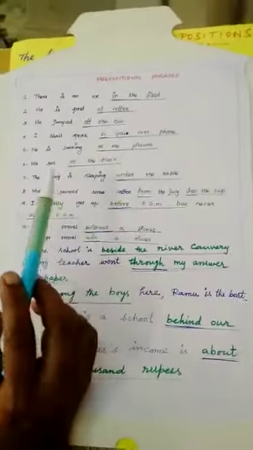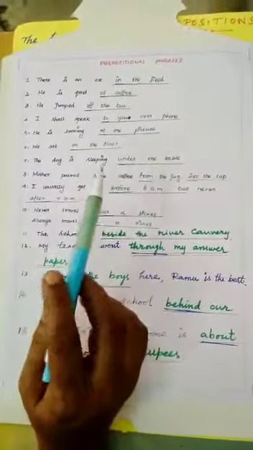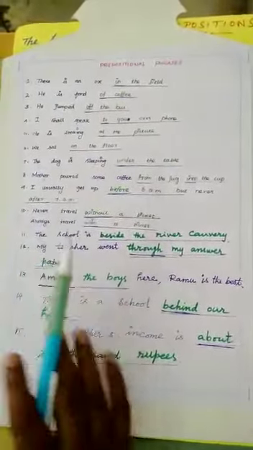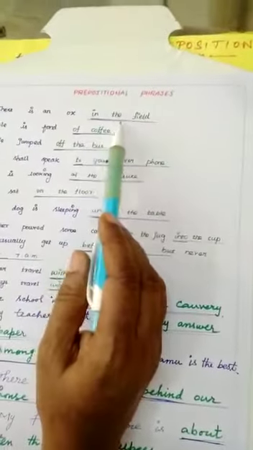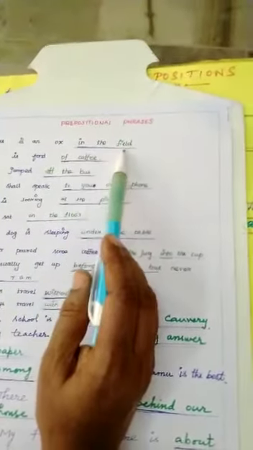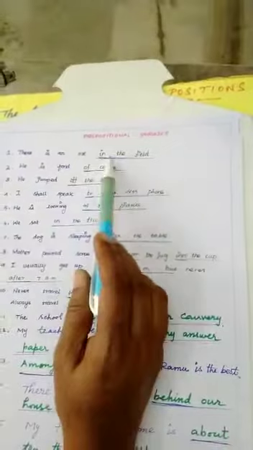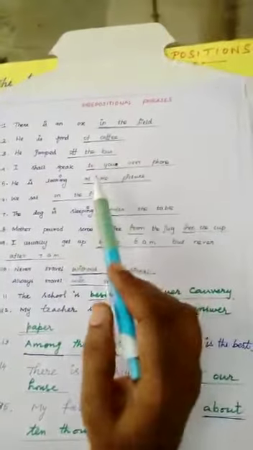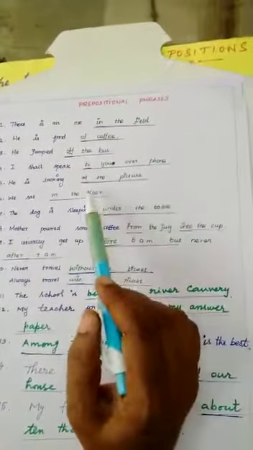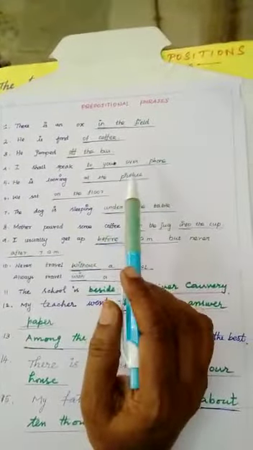Now we have seen about prepositions and phrases. Now, with a preposition, these are called prepositional phrases. In the field, of coffee, of the bus, to you, over phone, at the picture. See the underlined words. These are called prepositional phrases.